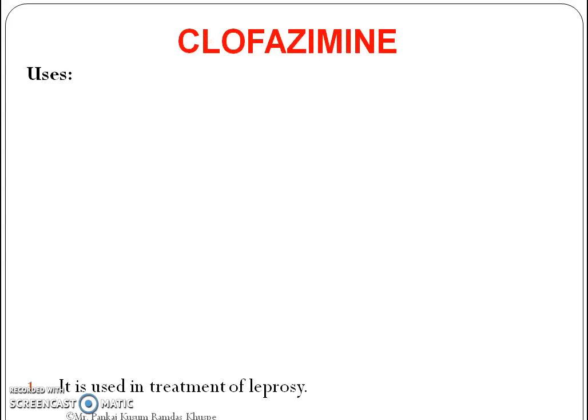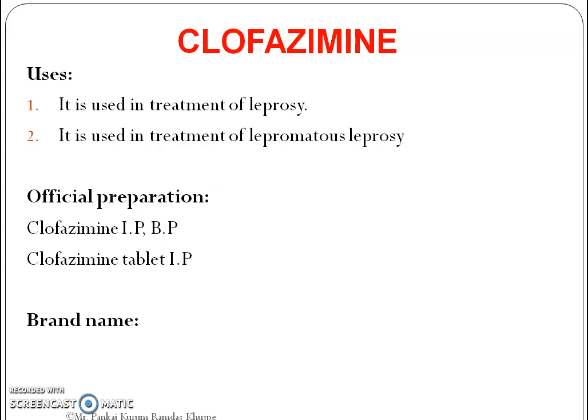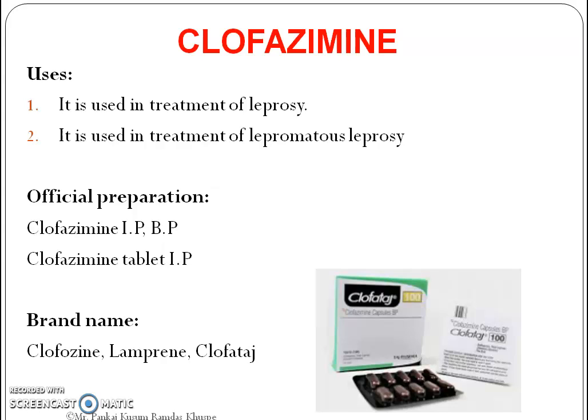Next title, the uses of clofazimine. Clofazimine is used in the treatment of leprosy. Majorly, clofazimine is used in the treatment of lepromatous leprosy. This is a type of leprosy in which we use clofazimine for treatment. Next, official preparations of clofazimine are clofazimine Indian Pharmacopoeia, British Pharmacopoeia, and clofazimine tablet Indian Pharmacopoeia. The brand names of clofazimine are Clofazine, Lamprene, and Clofozine. So these are the brand names of clofazimine.